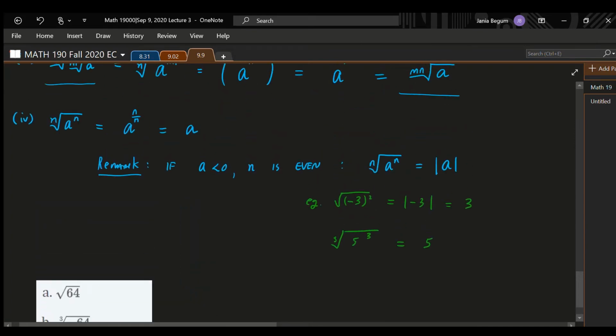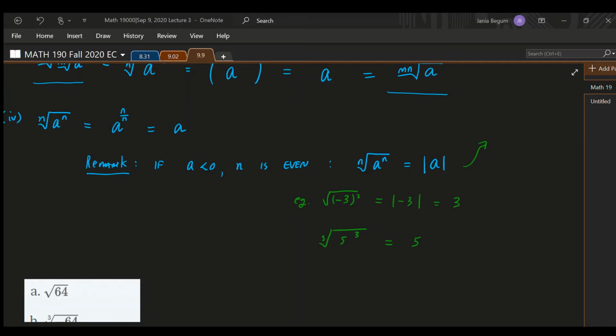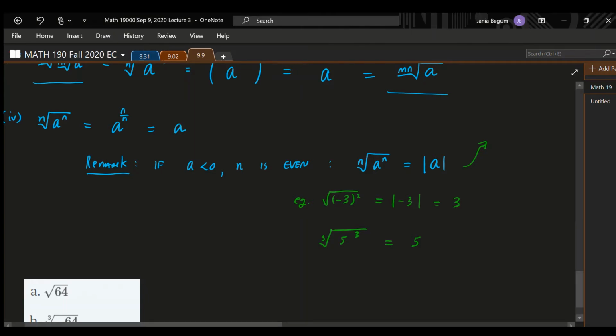Sure. Let's go over the remark again. What this really is saying is, let me process another example. Let's say you're looking at something like this: the fourth root of negative 7 to the 4. Now say you didn't remember the remark and you say, aha, I cancel them, negative 7.